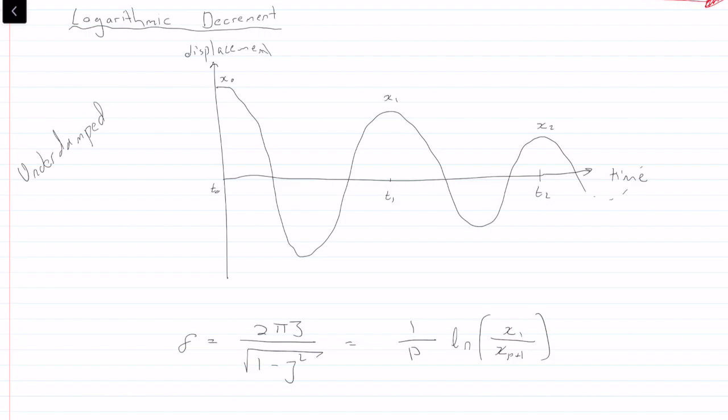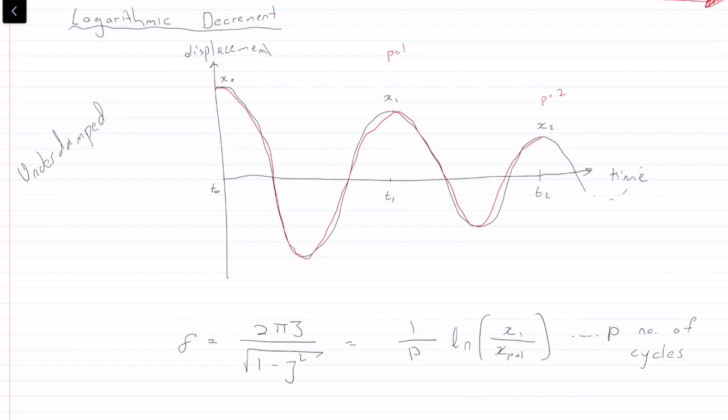You might be asking what p is, and p is the number of cycles. For example, if we're going from here, that's our first cycle right there, so that would be p equals 1 cycle, and this would be p equals 2 cycles. Okay, that's about it.